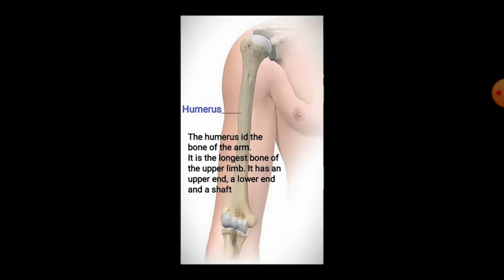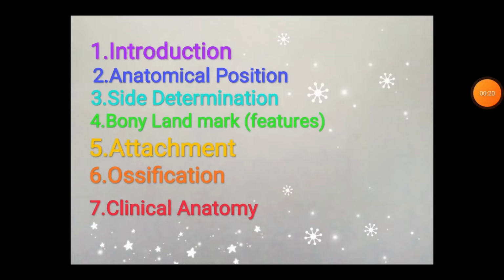But before I talk about the humerus bone, I want to say this: for learning about osteology of any bones, we remember some points. These are the introduction, anatomical position, site determination, bony landmark, attachments, ossification, and clinical anatomy of any bone. When it comes to an exam about osteology of any bone, then we must write those points.